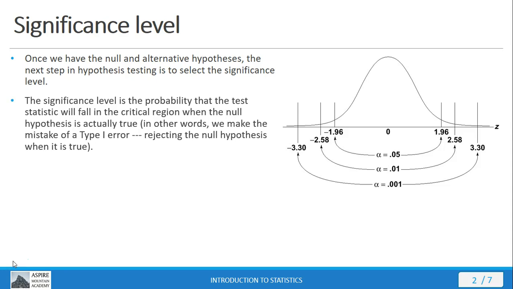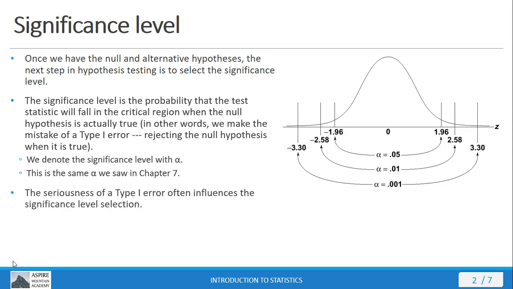Now the significance level is going to be the probability that a test statistic is going to fall inside the critical region, which we also call the region of rejection. In essence, it's the probability of making a type 1 error, which is rejecting the null hypothesis when the null hypothesis is actually true. If the null hypothesis is true, we don't want to reject it. So when we do make that error, it's called a type 1 error, and the probability of making that type 1 error is our significance level, which we represent with the lowercase Greek letter alpha. And it's going to be the same alpha that we saw earlier when we're dealing with confidence intervals back in chapter 7.